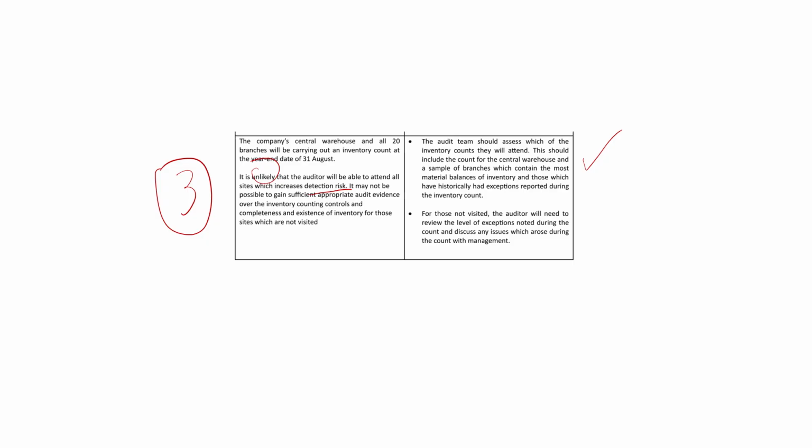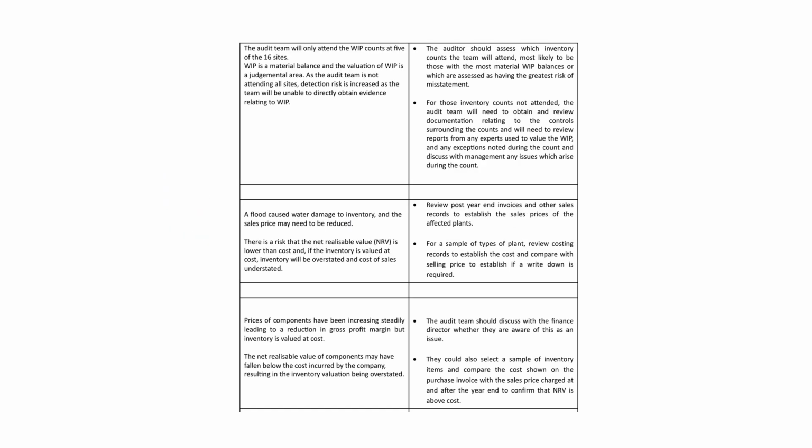My plan is I should assess which of the counts to attend. I should try and make sure that I attend the counts at the warehouses which have the largest amount of inventory or which had problems in the prior years. So definitely the central warehouse and then a sample of branches which has the most material balances. So again, it's a practical issue, but I could try and manage it to reduce my detection risk. I should try and attend all the problematic warehouses.